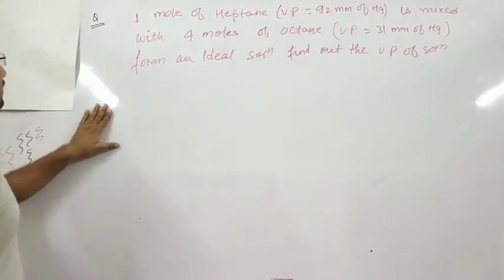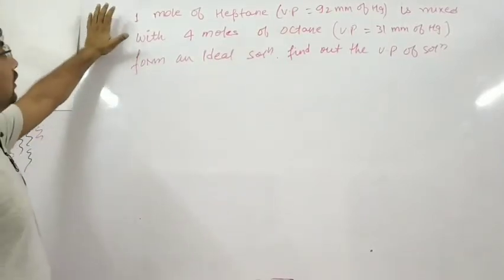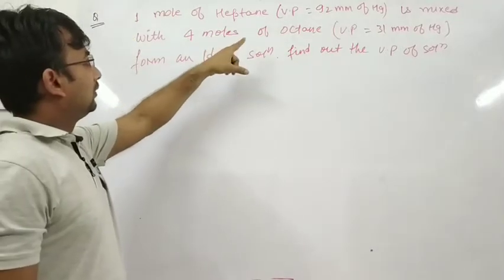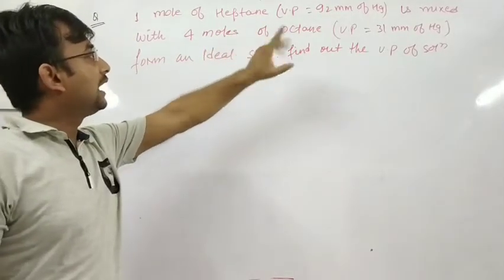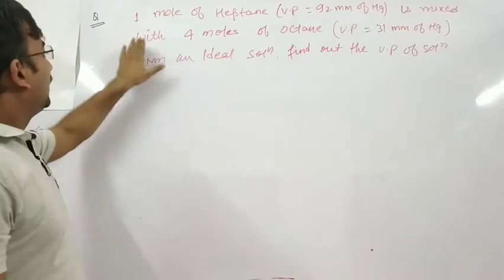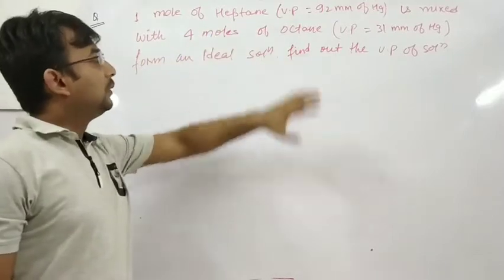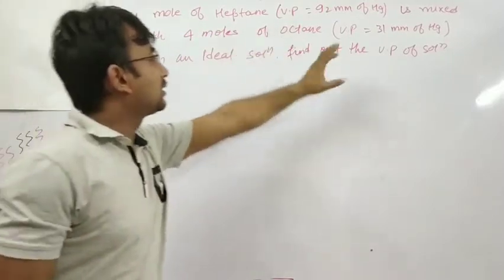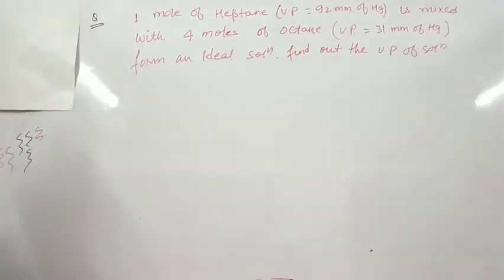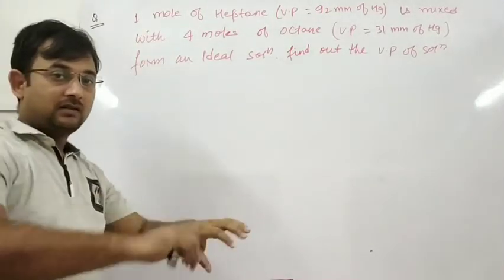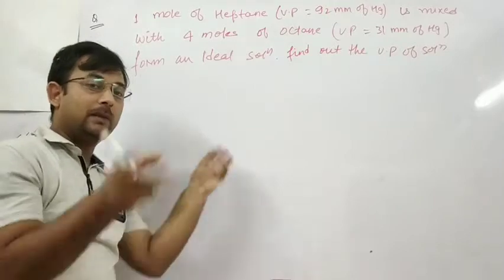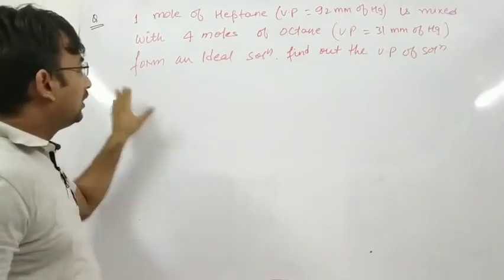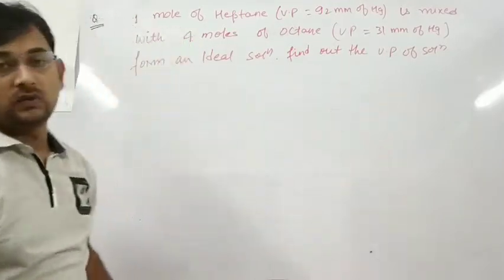Now see, this is a question. 1 mole of heptane, vapor pressure in pure form is given 92 mm of Hg, is mixed with 4 moles of octane. Vapor pressure in pure form of octane is also given, 31 mm of Hg. Now both of these are mixed. This question is from case 2 where we have both volatile and mixed together. Now we have to find out the vapor pressure of solution.